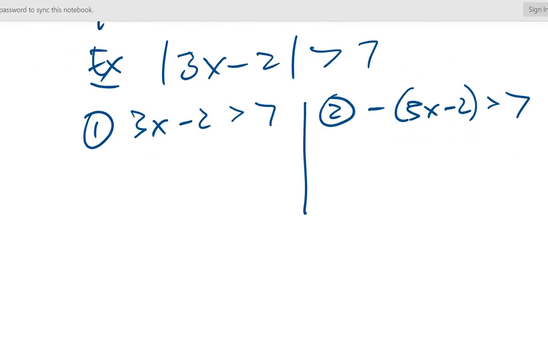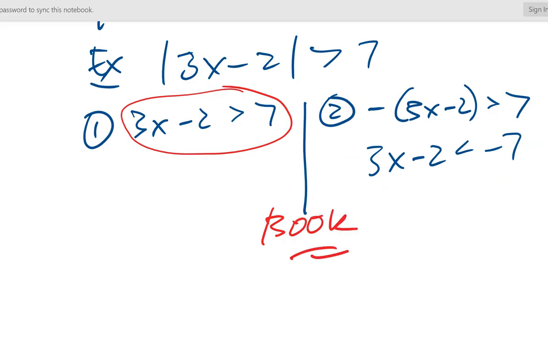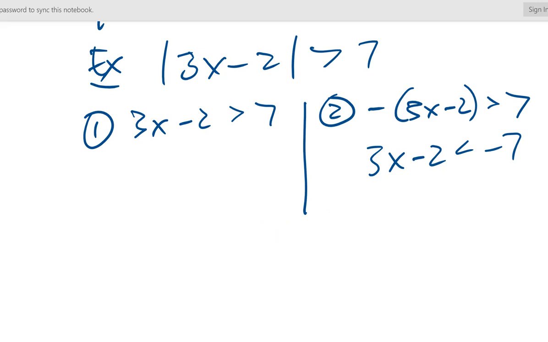Okay, so what I'm going to do on the right is multiply both sides by a negative. That flips the inequality sign, and I get 3x minus 2 is less than negative 7. Now, this here, along with this, is what you would see in the book. That's where they would start this problem. Good for them. So I'm going to continue on.